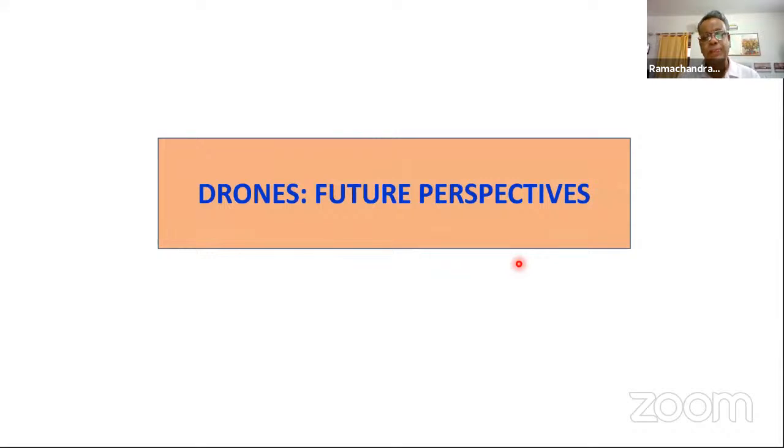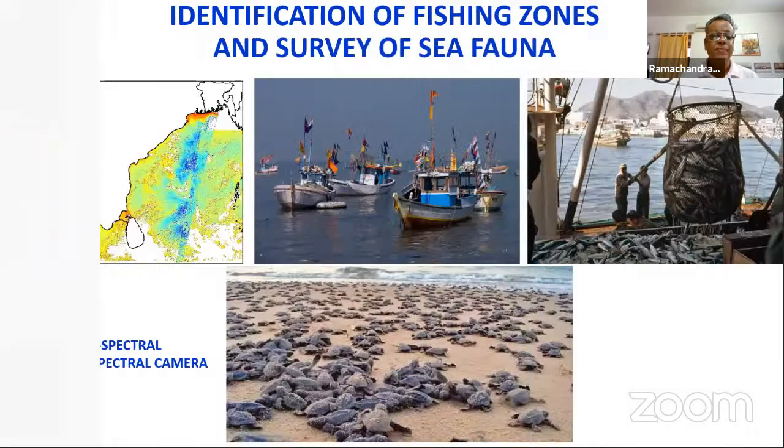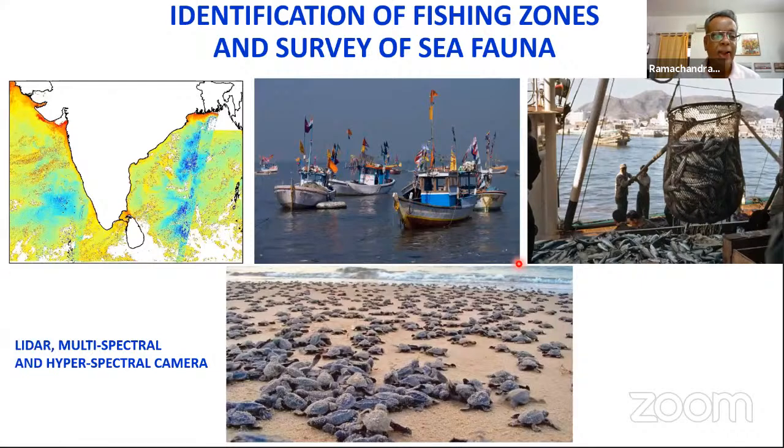What are the future perspectives of the future status of drones? We're talking about the immediate future. Now, what you see in the left top here is a map by a satellite, maybe ISRO satellite, any other satellite. It gives you an idea of what sort of sea conditions are existing on the sea coast.